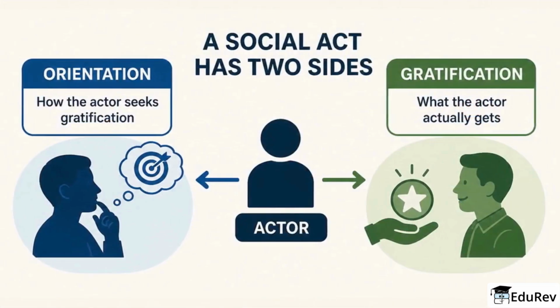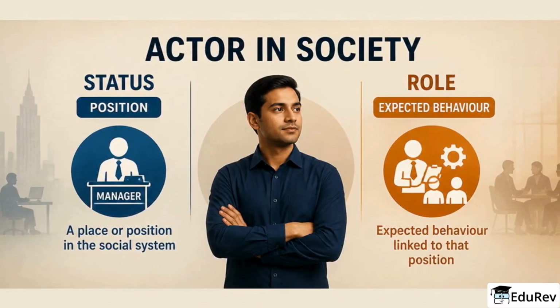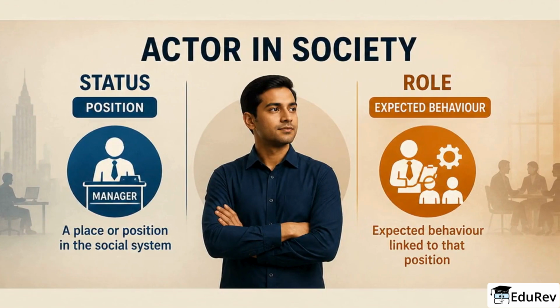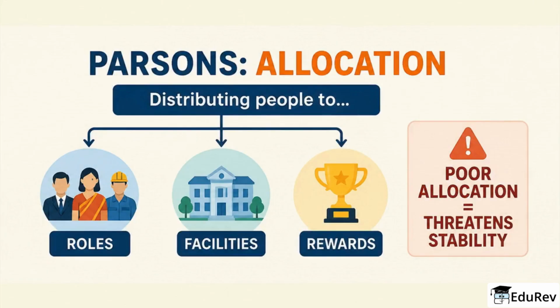A social act has two sides: orientation, how an actor seeks gratification, and gratification, what they actually get. An actor occupies statuses and performs roles. Status is position, role is expected behavior linked to that position. Allocation is Parsons' term for distributing people to roles, facilities, and rewards.